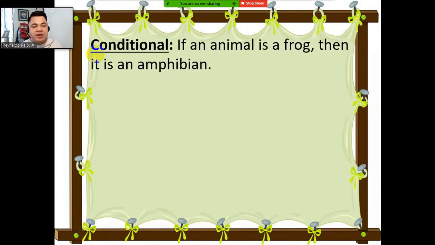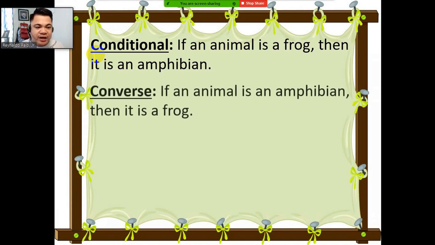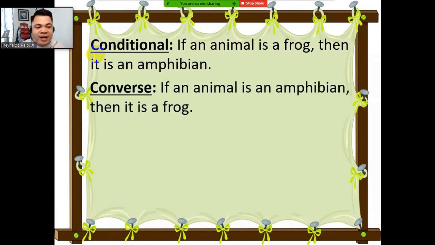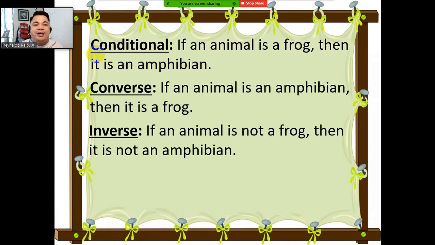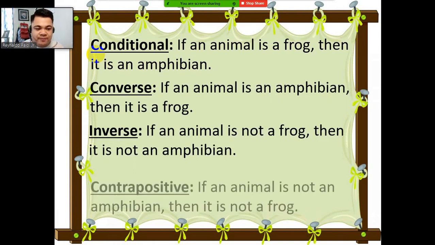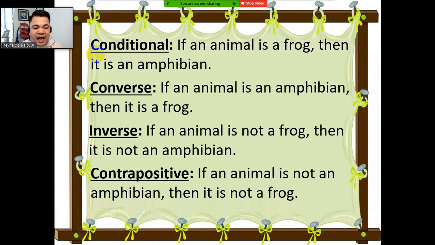Example, conditional: if an animal is a frog, then it is an amphibian. The converse, interchange: if an animal is an amphibian, then it is a frog. Inverse, negate: if an animal is not a frog, then it is not an amphibian. Then contrapositive: if an animal is not an amphibian, then it is not a frog. Alright, so did you see the difference between the three? In converse, we just interchange. In inverse, we just negate.